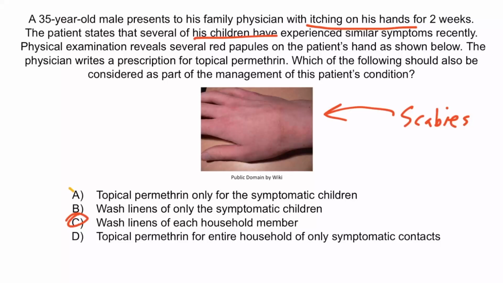Now choice A is wrong because it excludes the asymptomatic members of the house, even though they could be harboring the infection. B is wrong for the same reason, and so is D. And with that, you've learned everything you need to know about scabies.